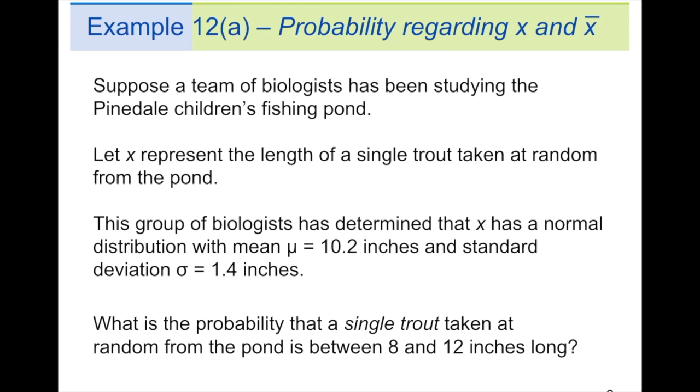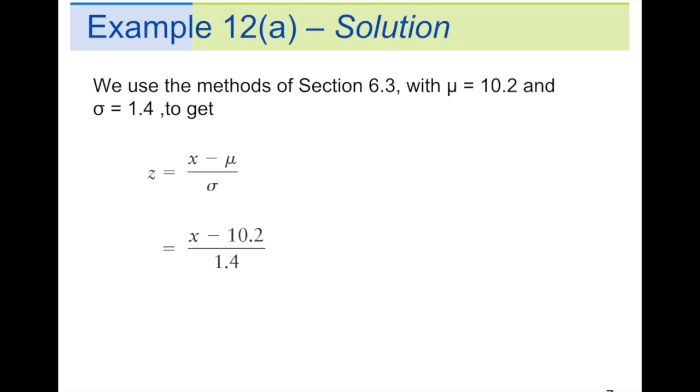The group of biologists has determined that x has a normal distribution with mean mu is 10.2 inches and standard deviation sigma is 1.4 inches. What is the probability that a single trout taken at random from the pond is between 8 and 12 inches long? Use the methods of 6.3 with mu is 10.2 and sigma is 1.4 to get z equals x minus mu over sigma, so x minus 10.2 over 1.4.